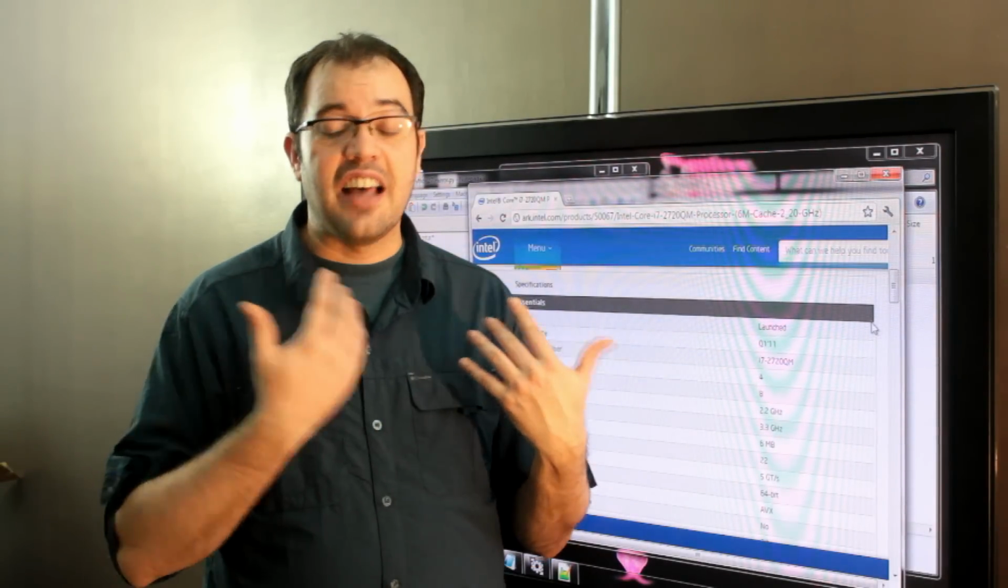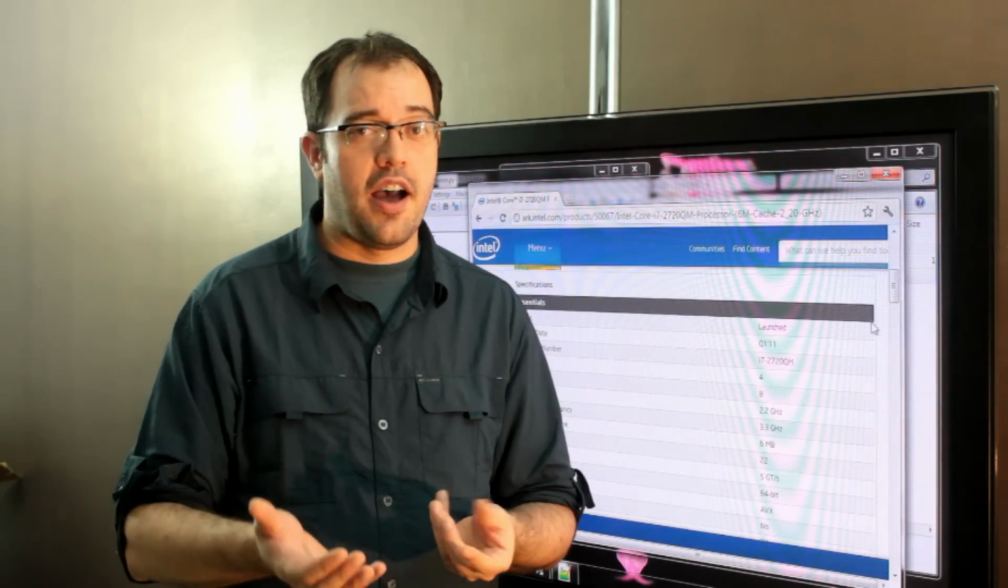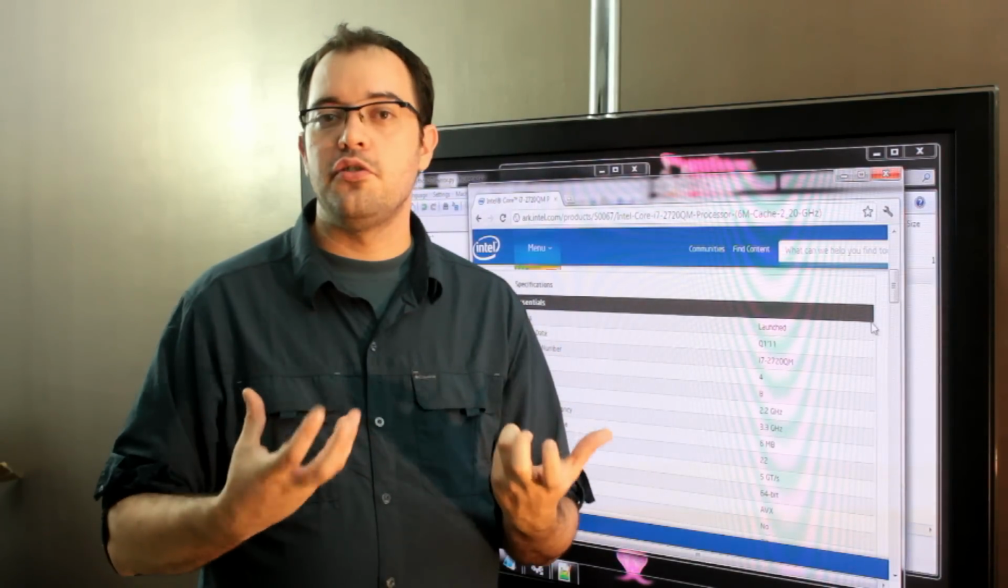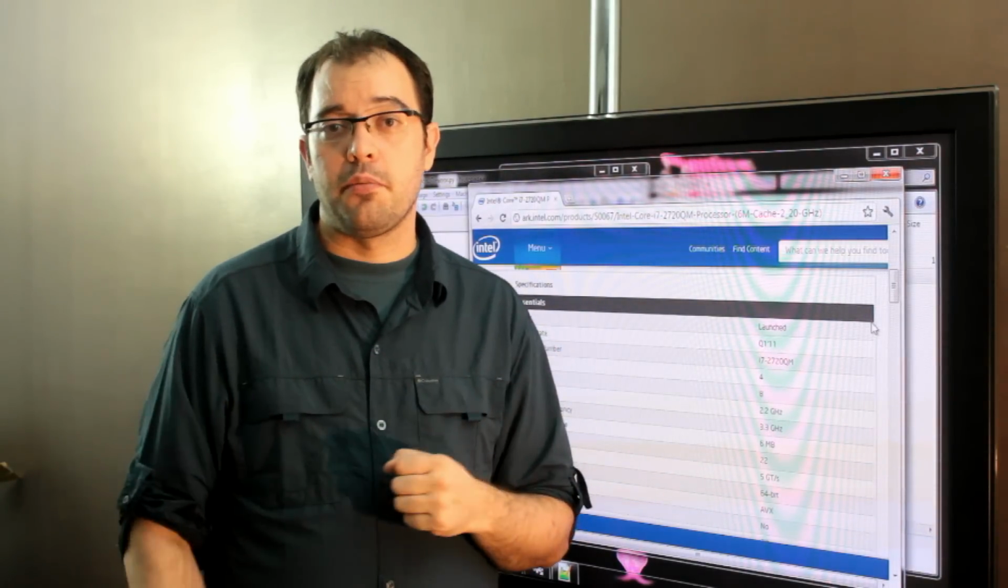So lots of decisions. I can't tell you which one to buy. There are pros and cons to each, but knowing how you use your computer will determine which is the right processor for you.